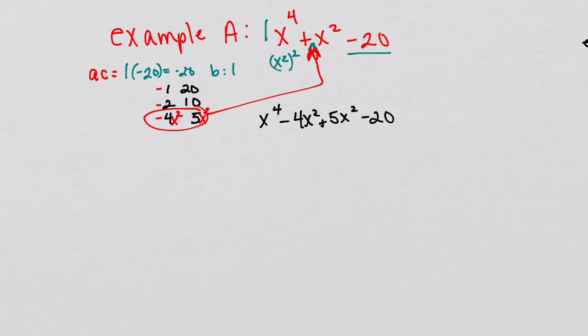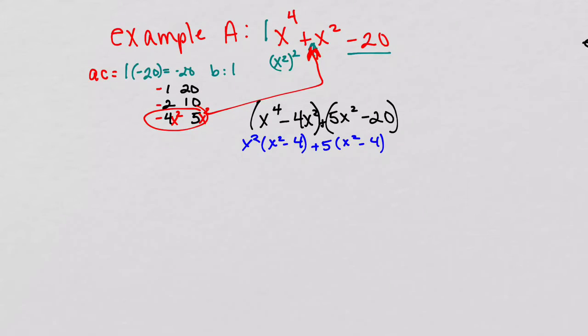Now we group the first 2 terms and the second 2 terms, and when you do this, you have to have a plus between those groups. Next we're going to take the GCF out of each group. In our first group, my GCF is going to be x squared. So I'm going to factor that x squared out, and I'm left with x squared minus 4 inside. Then I take the GCF of the next group, and that's simply going to be 5. That leaves me with x squared minus 4.